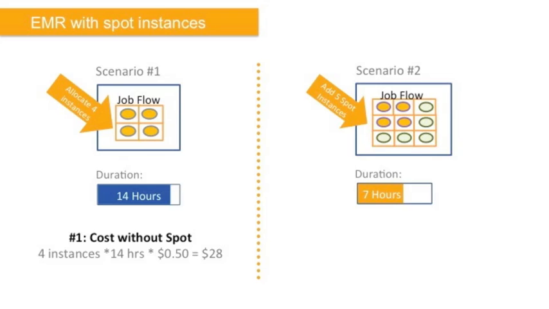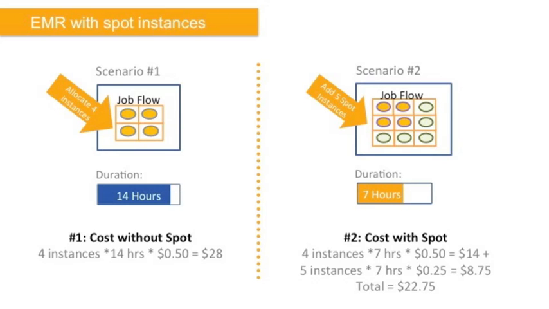And if I do the costing around that, I've got my original 4 instances at 50 cents, but for half the time. So I'm doing that for $14 versus the $28 previously. And I have 5 instances, and let's say that my spot price at this is half the on-demand price. So my spot price here is 25 cents. So 7 hours, 5 instances at 25 cents is $8.75. Add the two together, and I've got a cost of $22.75 versus $28.